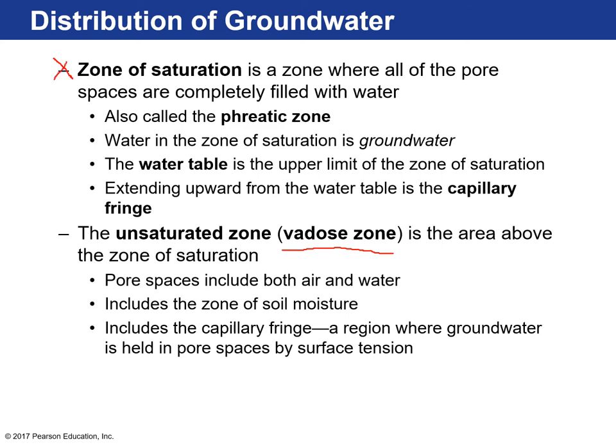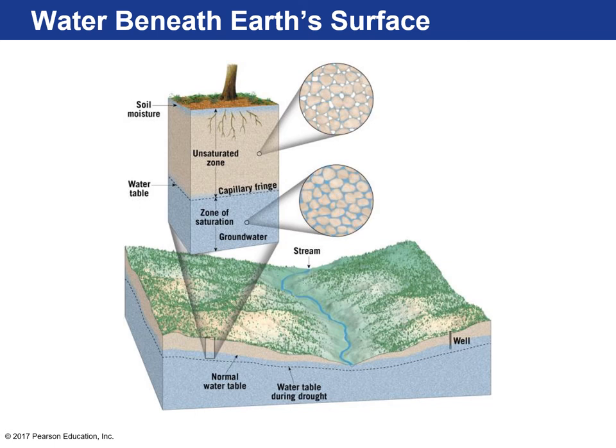All right, and then the zone of saturation, this is where the groundwater is, okay? It's also called the phreatic zone. The top of this is called the water table. Okay, let's look at a cross-section of land area. Here's the zone of soil moisture, okay? So underneath that, this is the vadose zone. You can see here there are water molecules in these pore spaces, but there's also a lot of air. And then this is the capillary fringe right above the water table, and the water table is right here.